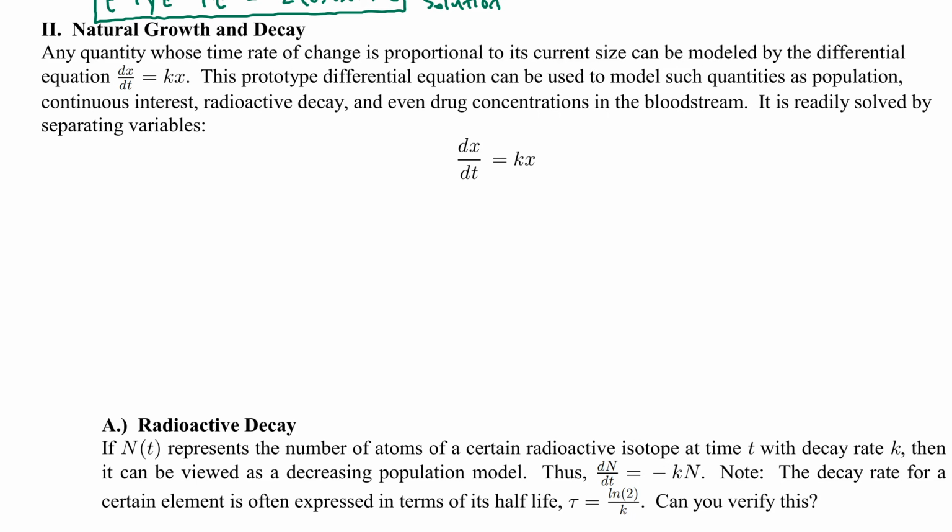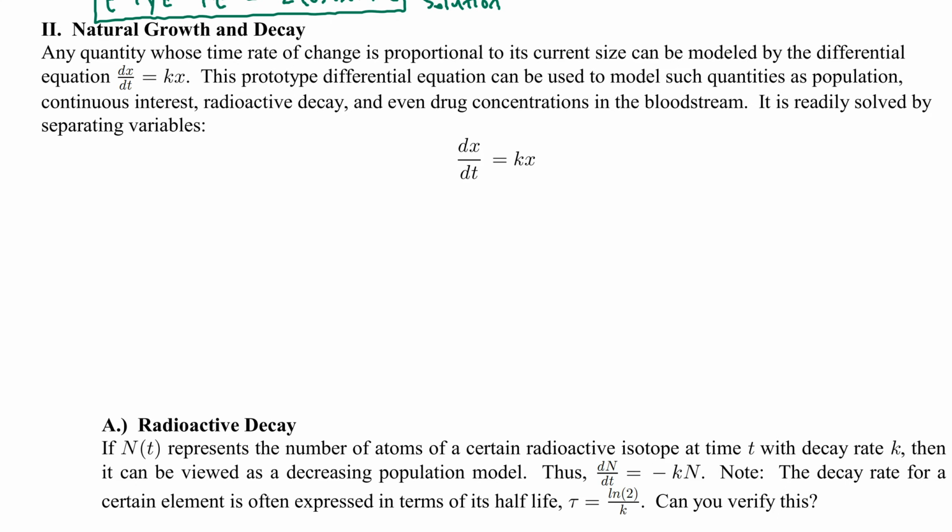So I've got a time rate of change on the left, right? The rate of change of x with respect to time t, and it is proportional to, notice the constant of proportionality k, its current size, modeled by the dependent variable x. This prototype differential equation can be used to model such quantities as population, continuous interest, radioactive decay, and even drug concentrations in the bloodstream. So this is a very universal and useful model.